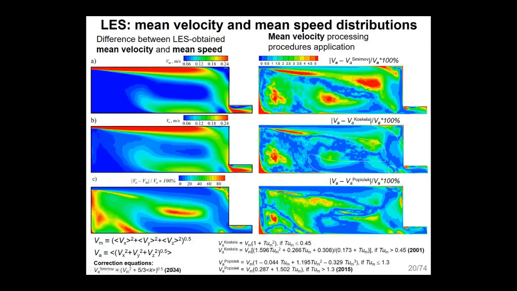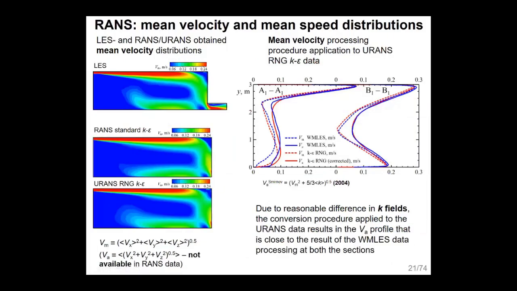One of them was derived by our research group, and we show that the mean velocity processing operates quite well. The difference between the mean speed obtained with this correction procedure and the mean speed obtained directly from the large eddy simulation data is less than 5% in most of the domain. So here is just an illustration of this correction procedure applied to the RANS data, and we see that it works quite well.